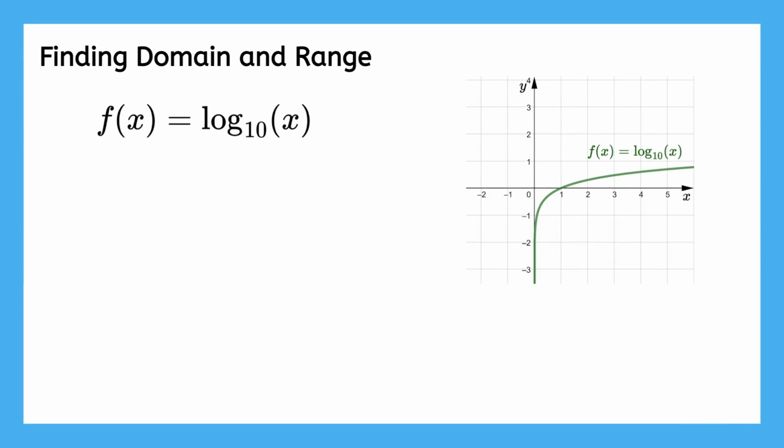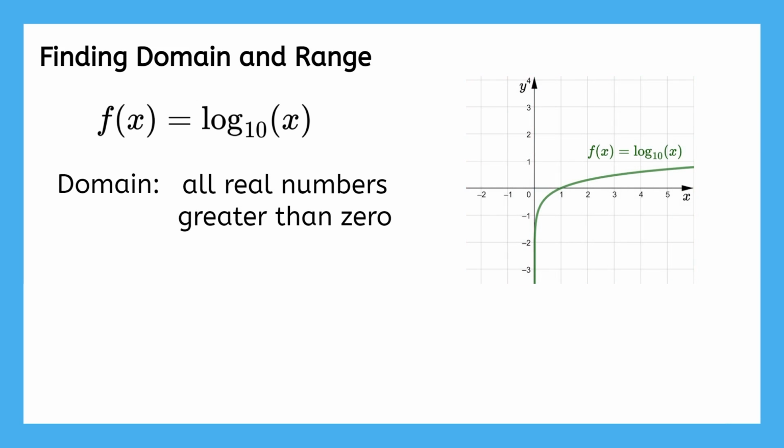Sometimes the domain is easier to see on the graph. In this case, there's a vertical asymptote at x equals 0, which is also the y-axis. Remember that an asymptote means the graph gets infinitely close to that value, but never actually touches it. The function exists on the positive side of the graph, but it can never cross 0 into the negative side of the graph. So the domain of this function is all real numbers greater than 0.